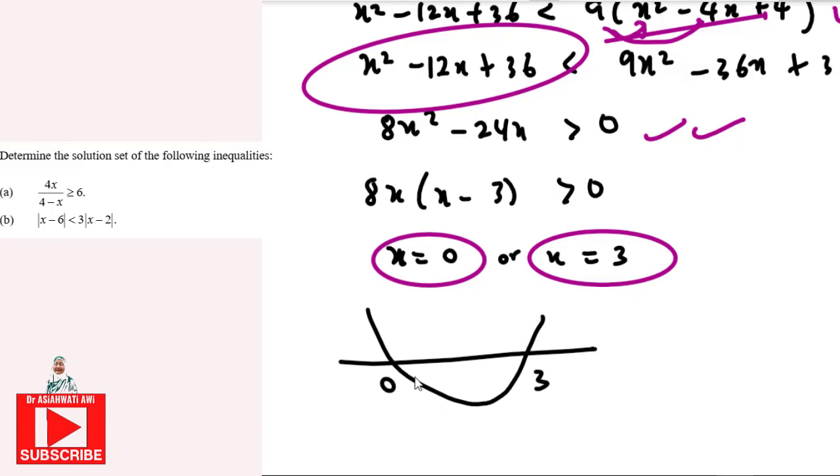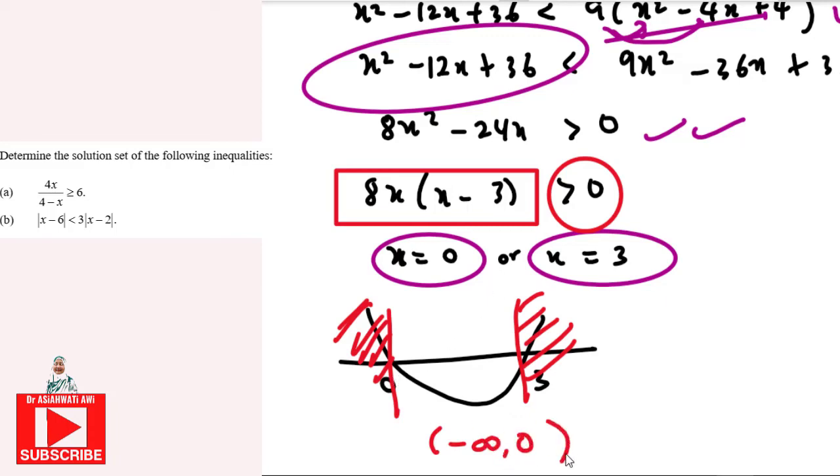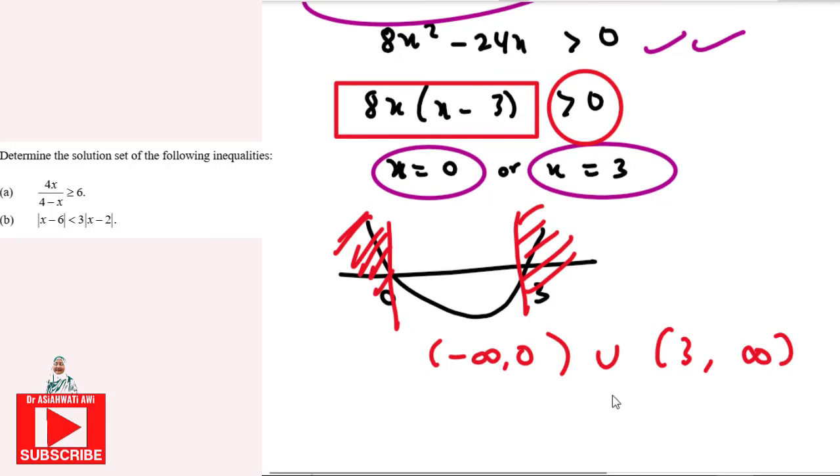For the quadratic, using the graphical method, it is a smiley graph. Okay, and then check, we want this expression more than 0. So you want this part, check the region. So the answer is from negative infinity to 0, that is a round bracket, not included, union 3 to infinity. Or you can leave the answer in set solution form: x less than 0 or x more than 3. Okay.